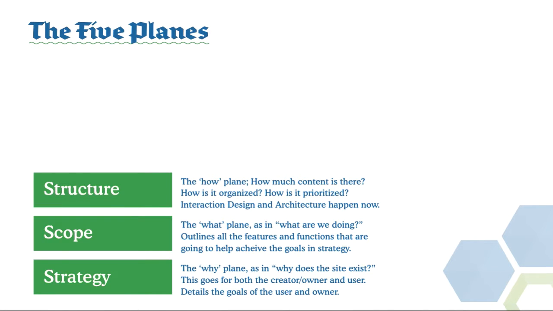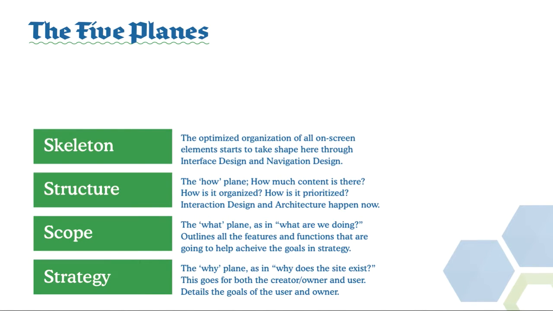The next plane is structure. And this is sometimes referred to as the how plane, although it has a lot of overlap with skeleton. So things like how much content is there, how much information do we need to present, how is it organized, how is it prioritized. This is where interaction design and information architecture, excuse me, happen. This is when they start to be developed. But really, it's a lot of more pragmatic questions. What are things going to be called? How are people going to move through it?